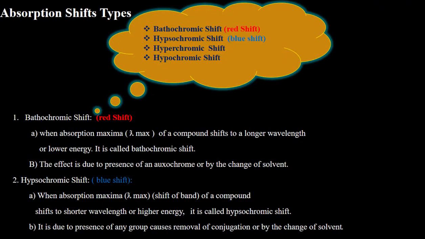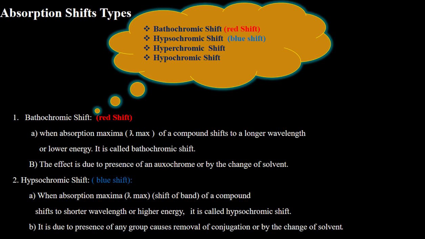In the next slide, we will see the different absorption shift types. Basically, the shifts are classified into four groups. One is called bathochromic shift, which is also known as red shift. Second is hypsochromic shift, known as blue shift. Third is hyperchromic shift, and fourth is hypochromic shift.